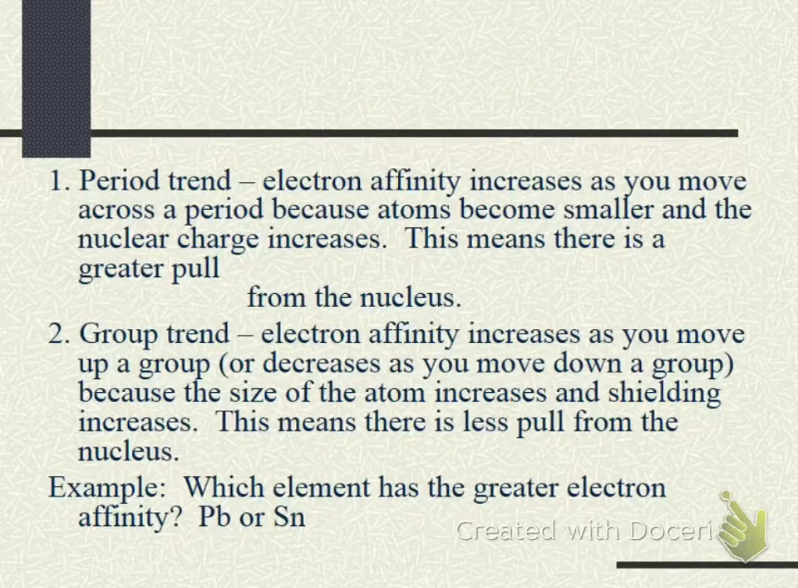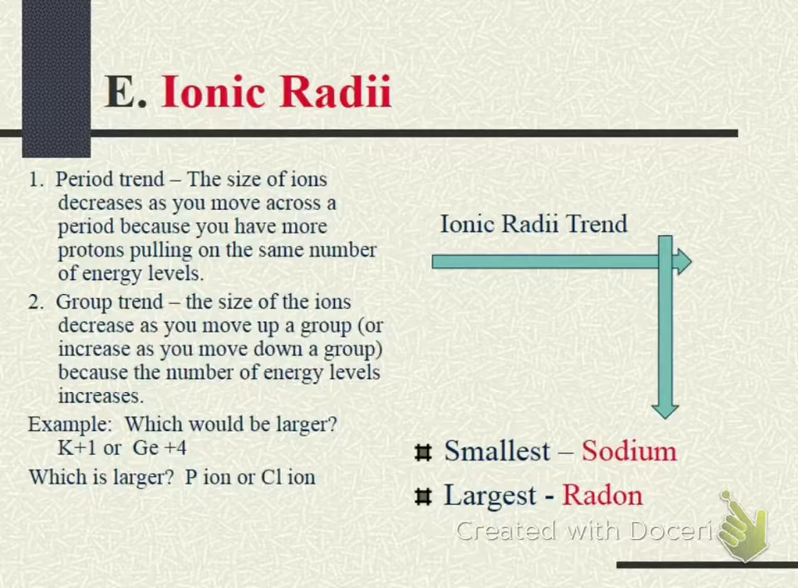Same thing we just talked about, periodic trend. The periodic trend follows the same thing as ionization energy because it makes sense. If one is really wanting to get rid of an electron, it's not going to want one. So it's going to have a lower electron affinity.